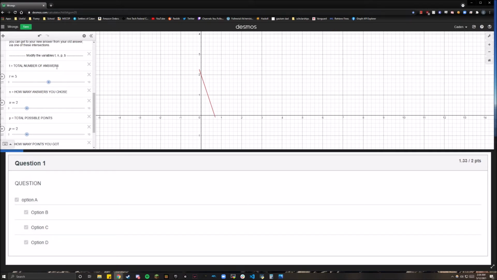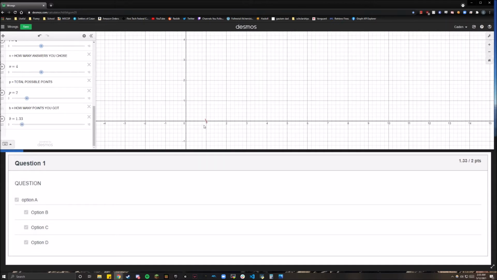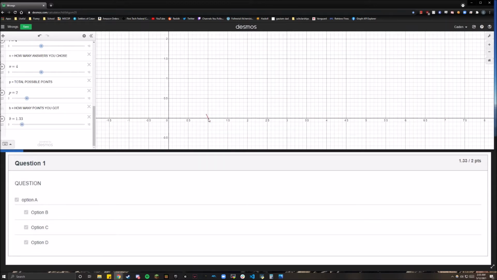Now all you need is total number of answers in the question. There's 4. So let's change that to 4. How many answers you chose? We chose 4. Total possible points. We can get 2 points possible from this answer. And then it asks how many points did you actually get? We got 1.33. And so now you can see there's this little line at 1, 0.